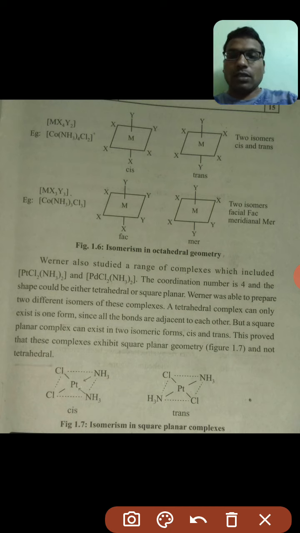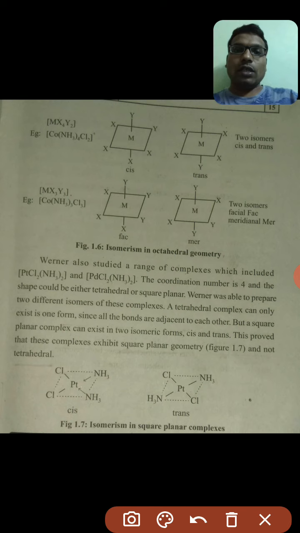So this is an example for square planar. If the similar groups are present on the same side, generally we write cis. If the similar groups are present on the opposite side, generally we write trans. So generally these isomers are seen only in square planar. Suppose for tetrahedral, this is the structure of tetrahedral. In this only one isomer is possible. There is no cis and trans for the tetrahedral.